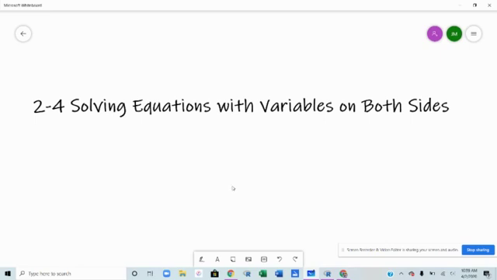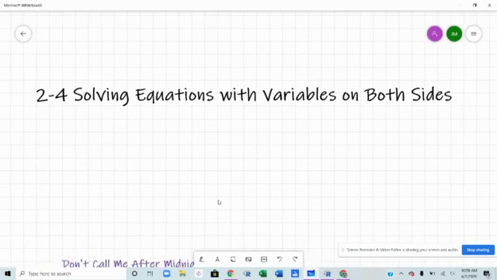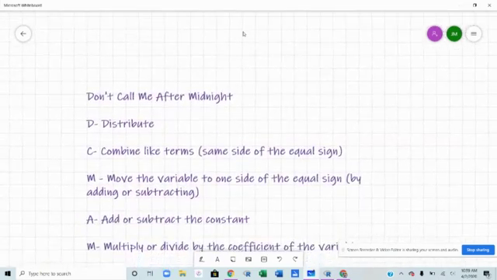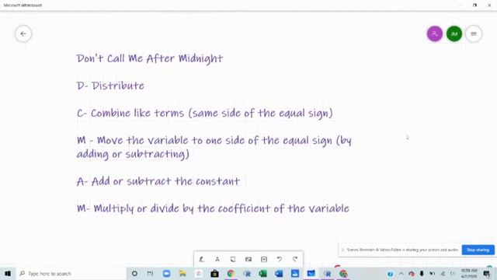Okay, so solving equations with variables on both sides. You should have in your notes, hopefully, this little saying, "Don't call me after midnight." This little saying tells you the order in which you should solve, what step you should do at what point. So D stands for distribute. Means if you have that, you do that first.